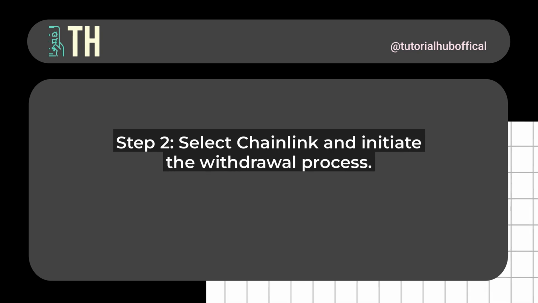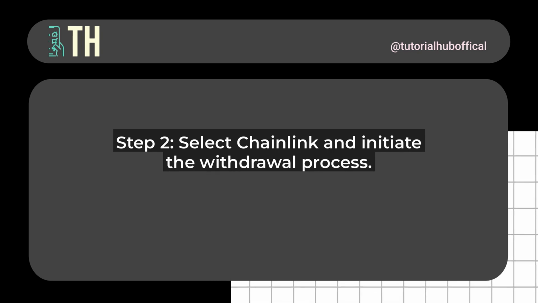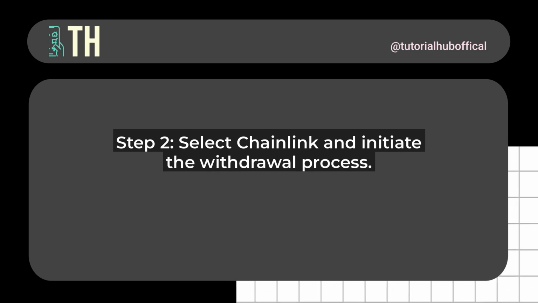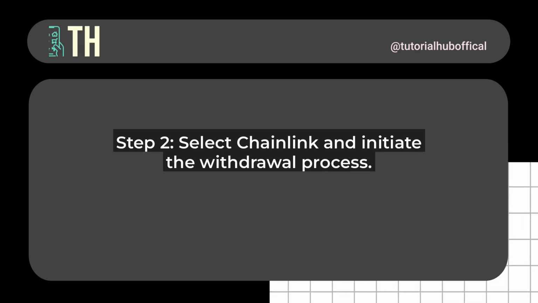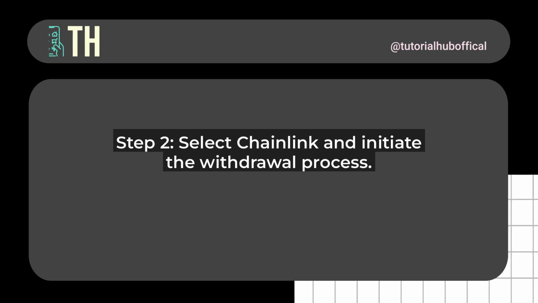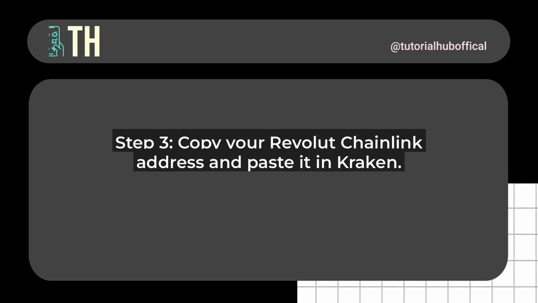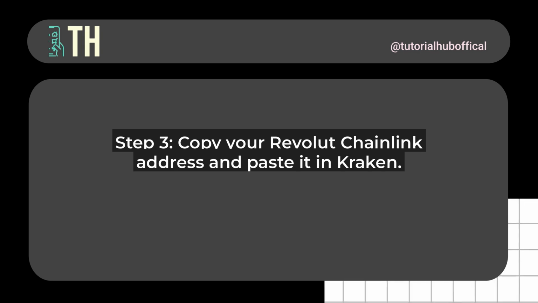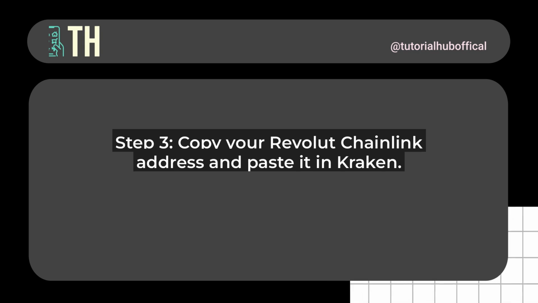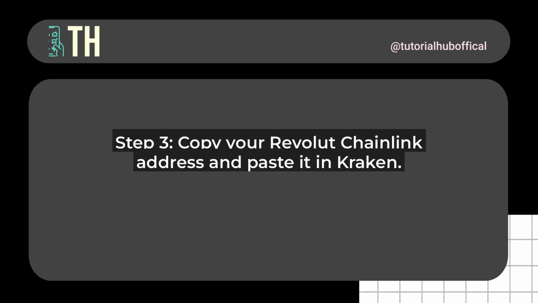Step 2. Initiate the withdrawal. Click on the Withdraw button next to Chainlink. You'll need to enter the recipient address. This is where Revolut comes in. Open your Revolut app, go to the Crypto section, and copy the Chainlink wallet address provided for your account. Paste that address into the Kraken withdrawal form, and double-check it to avoid any costly mistakes.